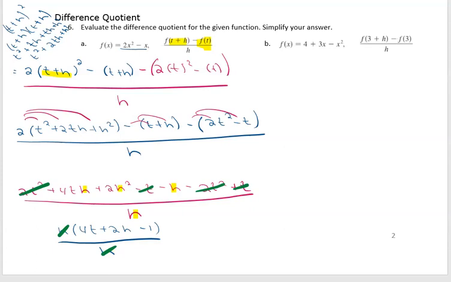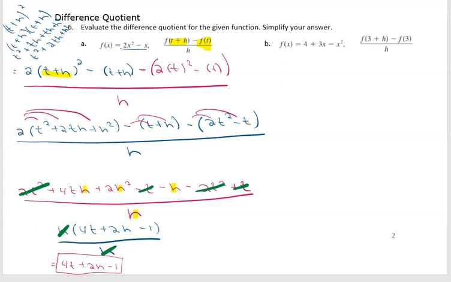So this will leave us with 4t plus 2h minus 1. And that is what it looks like when we evaluate the difference quotient.